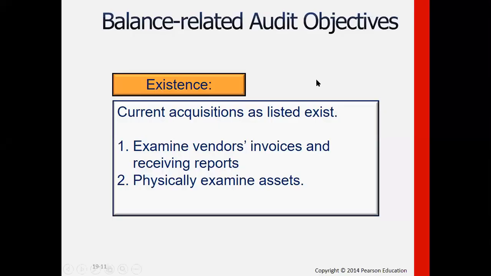Next will be for existence. So we have to make sure that all acquisitions in that particular period, or those that are recorded, actually existed or occurred. So we can do this by examining vendors' invoices, which should be our evidence for the reporting of the asset and liability, as well as the receiving reports that we have received such assets, and we physically examine if such assets actually existed. So example would be PP items. Let's say the machineries or the furniture and fixtures and the buildings. So it's so easy to check for the existence or occurrence assertion, or objective.